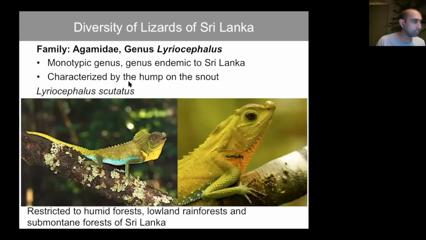And then we have this really pretty lizard of the genus Lyriocephalus. There's only one species in this genus, so we call this a monotypic genus. Again, the genus is endemic to Sri Lanka. And these guys are characterized by the presence of a fruit-like appendage, a hump-like appendage right on the snout, right? And they also have these structures right above the eyes, which we call the canthal ridges.